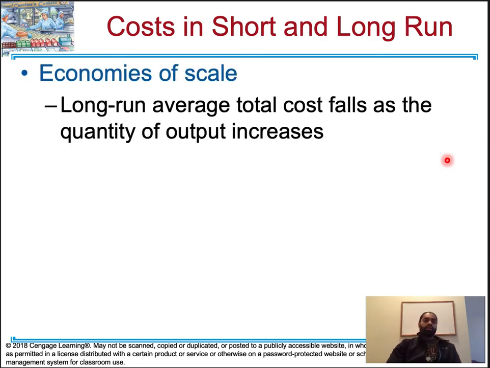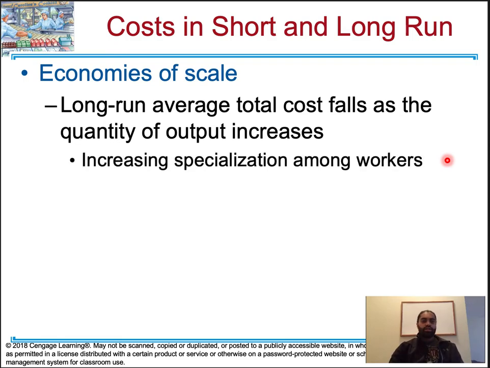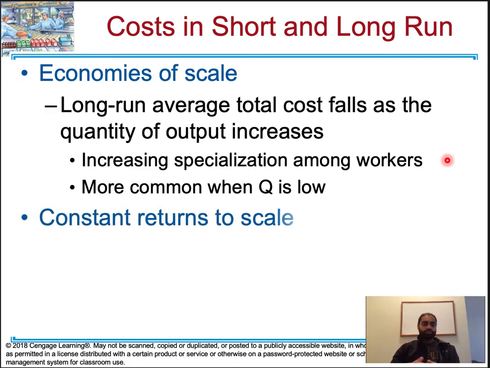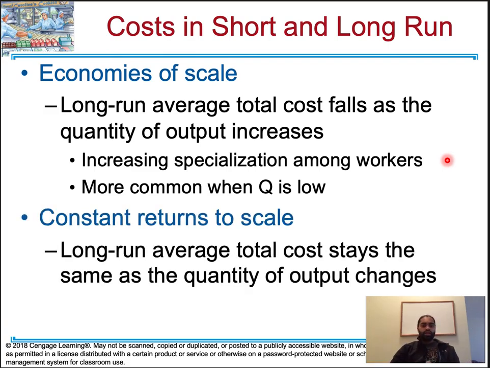So economies of scale, long run average total cost falls as quantity of output increases. Let's just say we're increasing our worker specialization. We have different tasks for different workers. We might have machinery to help reduce our costs as well. This is more common when our quantity is low. If we're not producing at a large scale, our average total cost can be much lower. Constant returns to scale is when your long run average total cost curve stays the same as quantity of output increases. We kind of talked about this already.